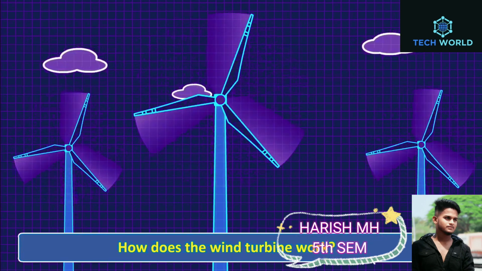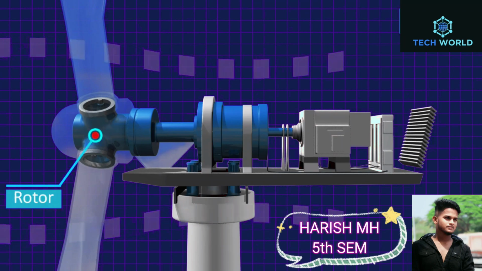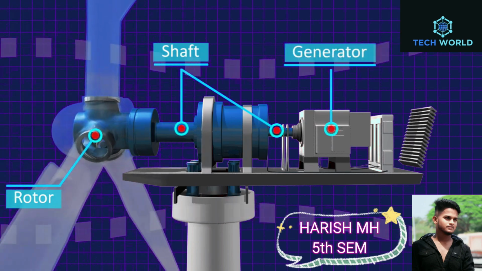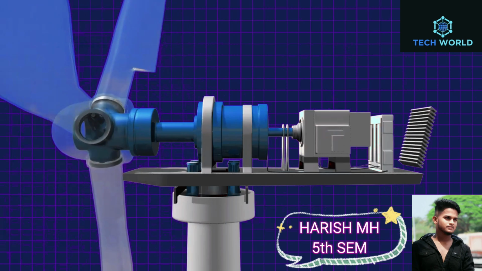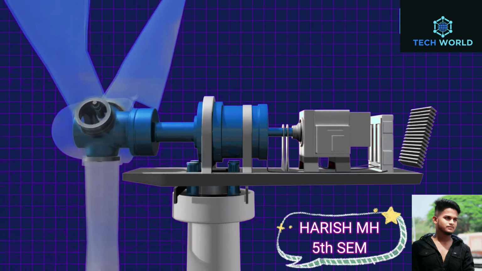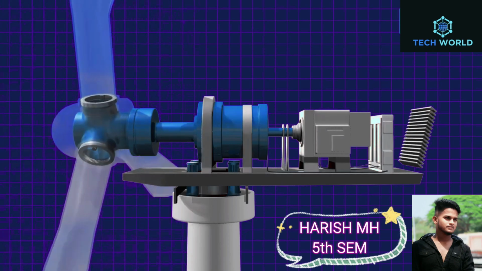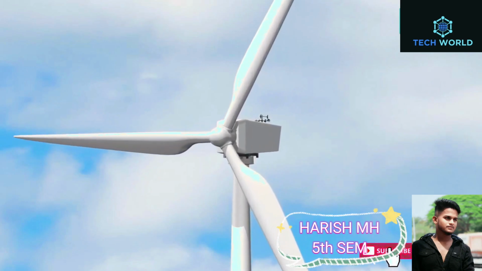The principle behind the wind turbine is very simple. Energy in the wind turns the blades around the rotor. The rotor is connected to the shaft, which spins a generator to create electricity. In this video we will learn how a wind turbine works and generates electricity. The wind turbine has many components which help in generating electricity.